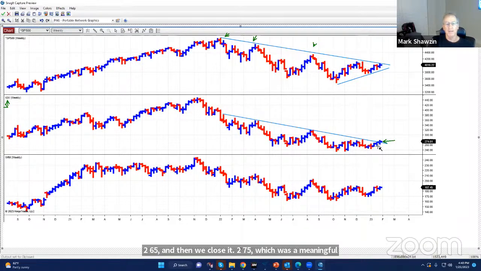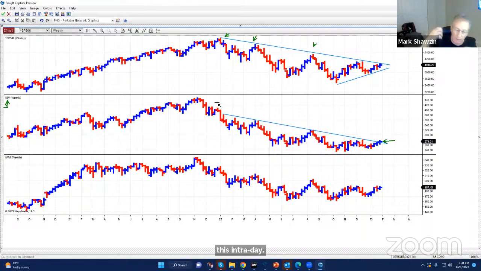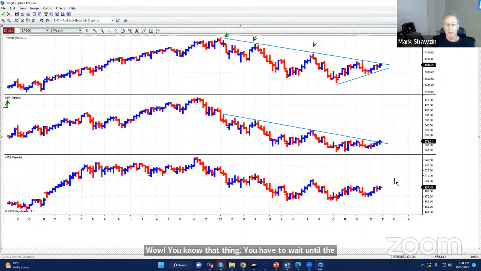So the close is very important. If you're trying to make decisions intraday and you see this thing looking like it's reversing lower and you go, wow, you have to wait until the close. And that's why the discipline is so important.